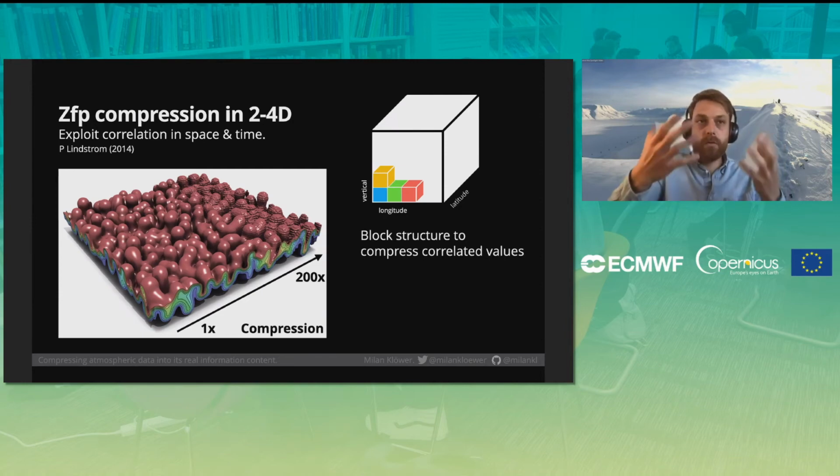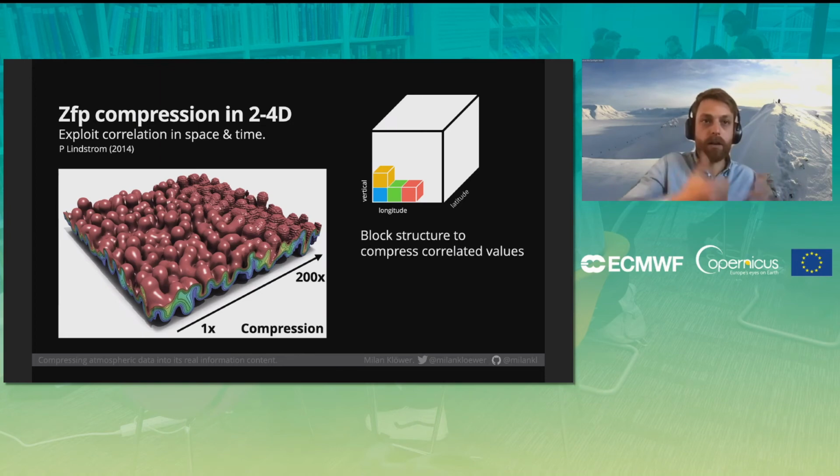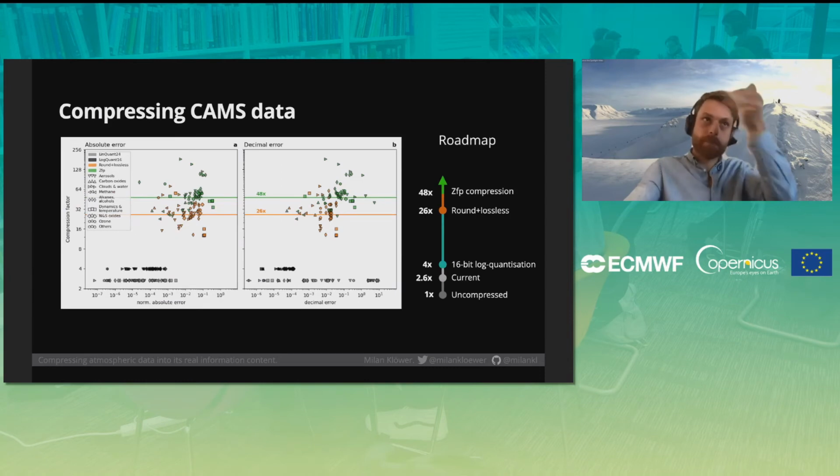You would obviously never do this. You would basically try to compress just before this block structure emerges, right? Because you don't want to introduce artifacts in your data, but it basically shows you how this works, and that you can actually create enormous compression factors by that.